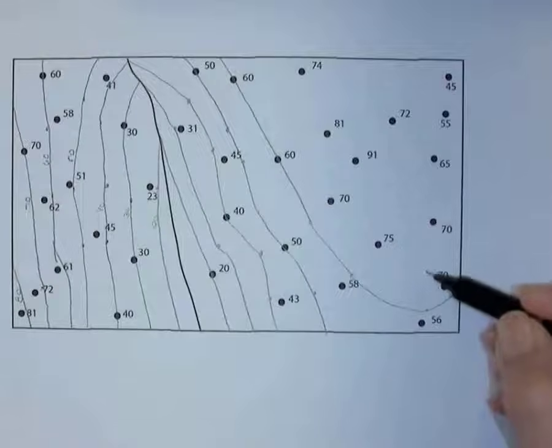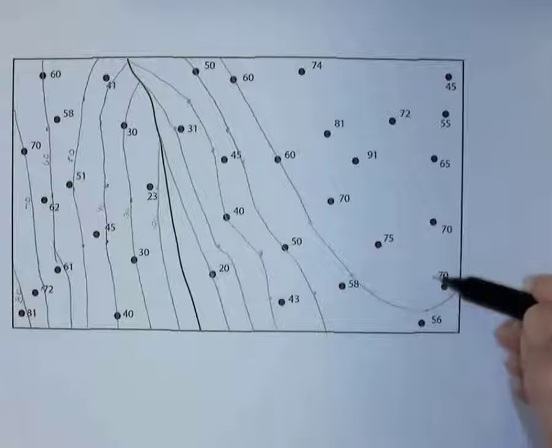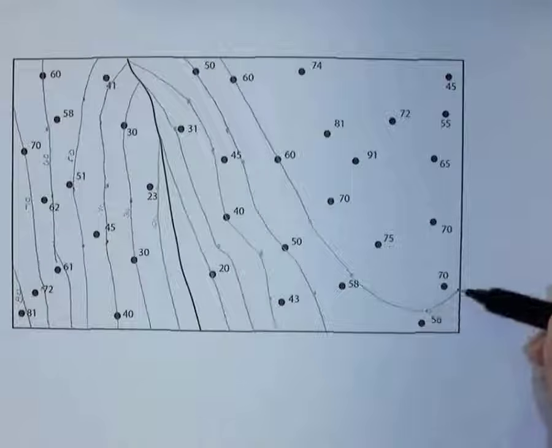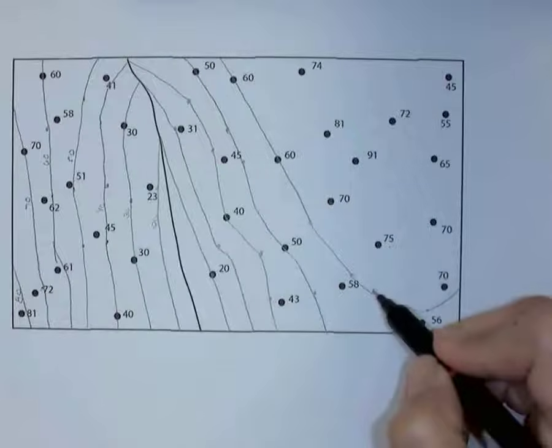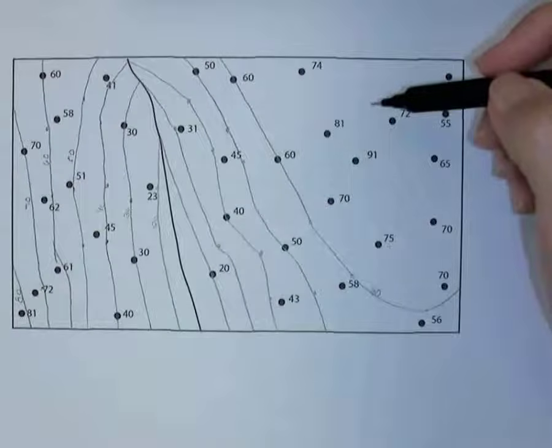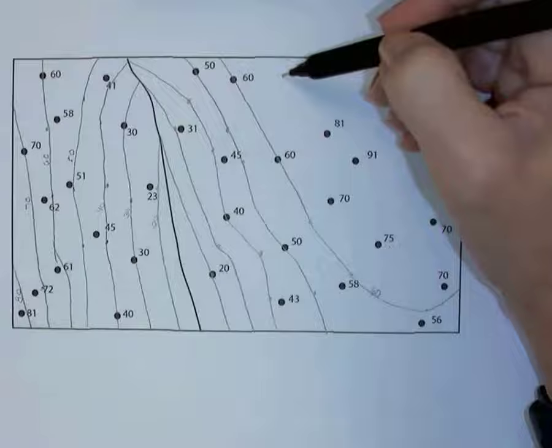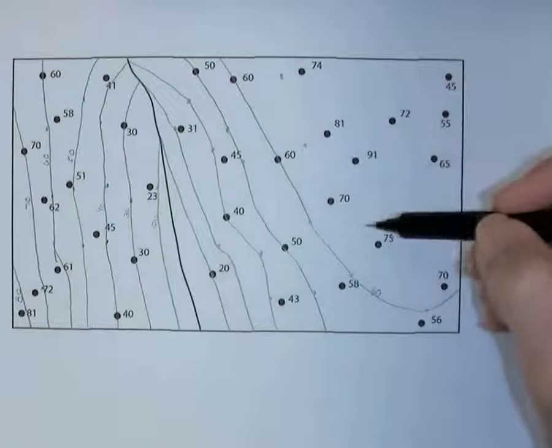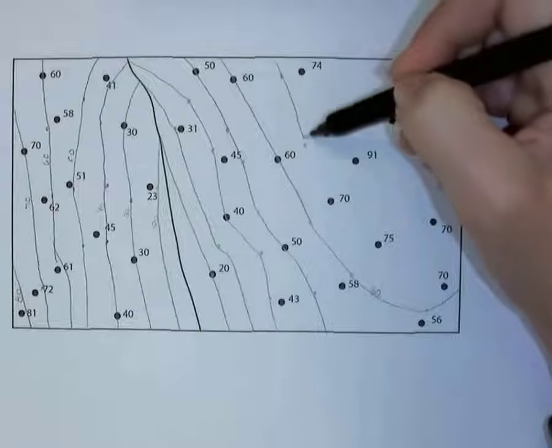I wouldn't want to swoop back up because we have a 75 and a 70, and 60 doesn't exist between those points. So it must go off the map there. And so this would be my 60-foot contour. So let's look at our 70. Between 60 and 74, I'd put the dot here, 60 and 81 here. So let me connect those to start that.